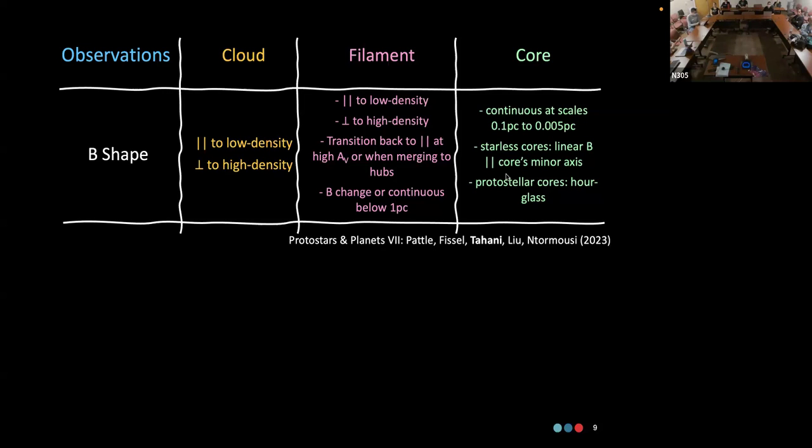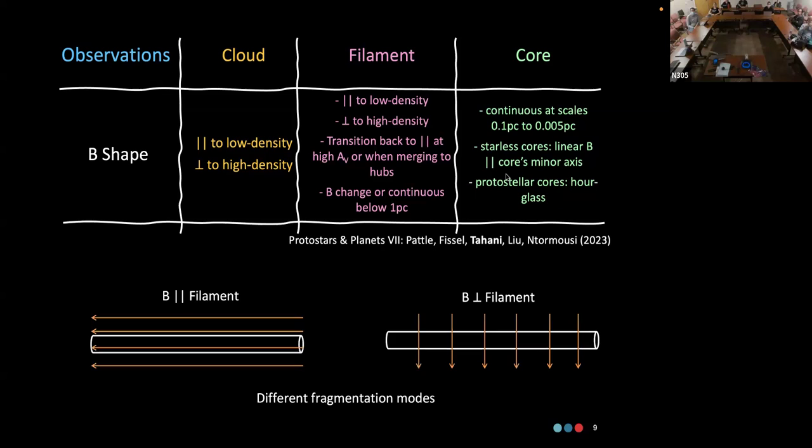In these scales of filaments, we see another transition back to parallel at very high density filaments. And that's what we think when gravity is taking over and pulling the magnetic fields with itself. I won't talk about the core scales today, but I've listed it there just in case. And these orientations of magnetic fields with respect to these filaments within molecular clouds have important implications for the star formation process.